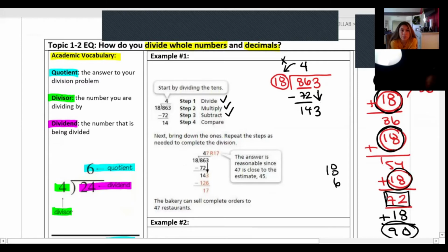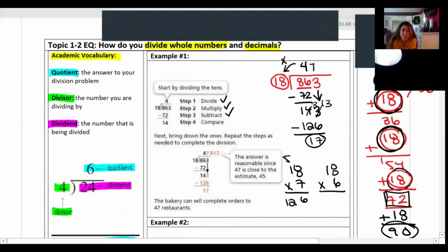We'll go with 7 just because if we add another 18 to 90, it's going to keep us in the lower hundreds. So let's try 18 times 7. 18 times 7 is going to get us 126. If we add another 10 to that 126, that's already at 136, and if we add another 8, it's going to jump us over the 143. So 7 groups of 18 can fit into 143. We'll line that underneath. So 143 minus 126 is 17.